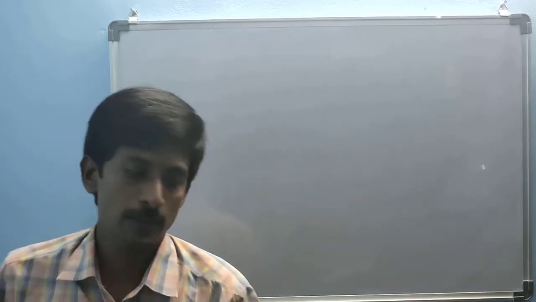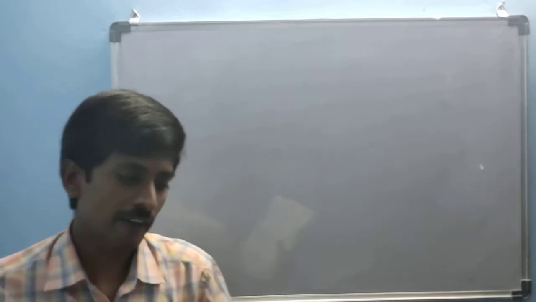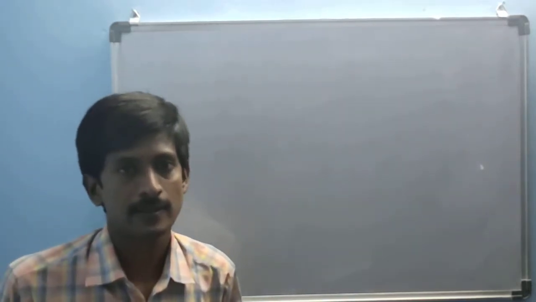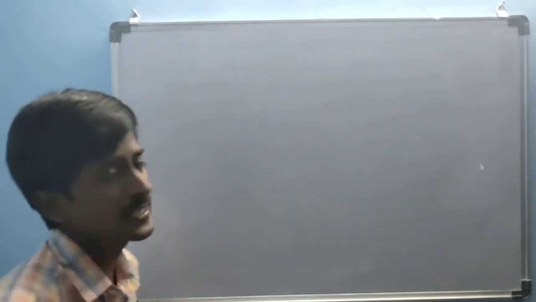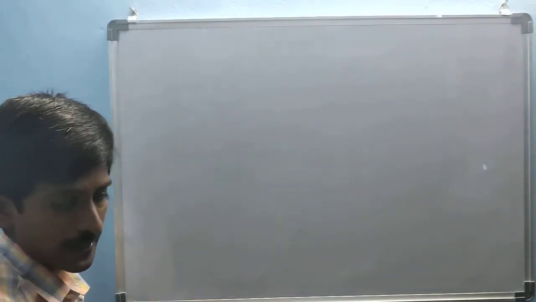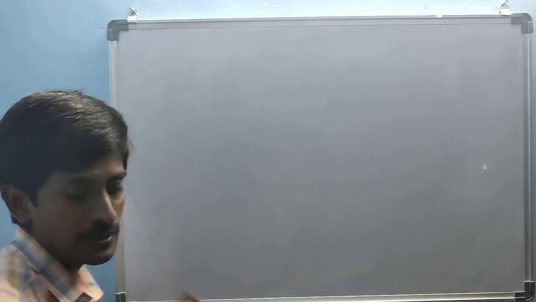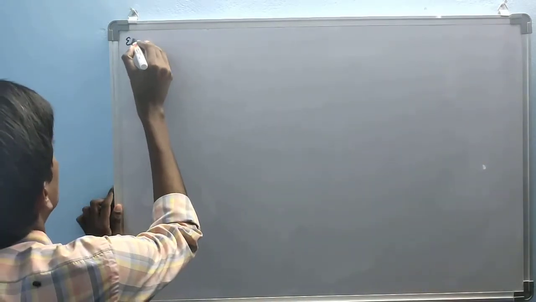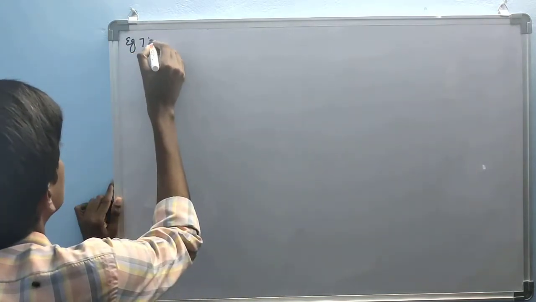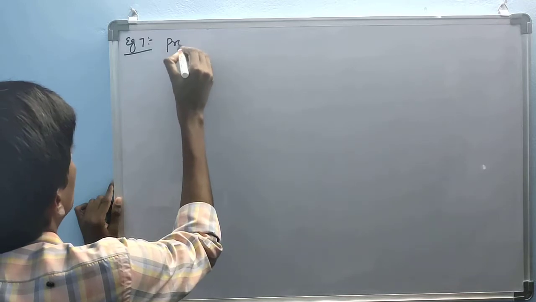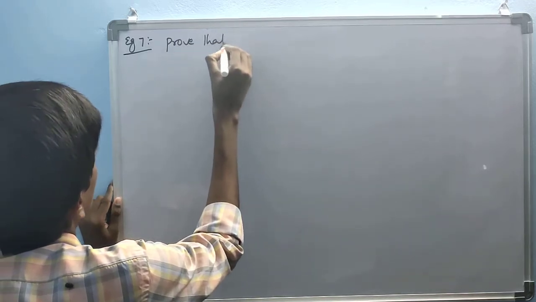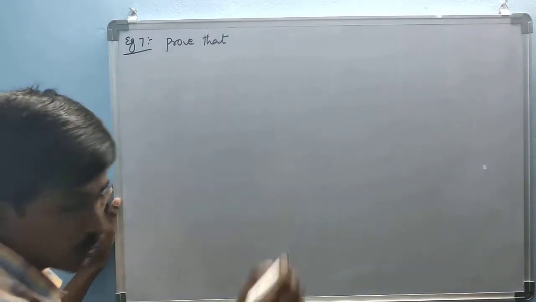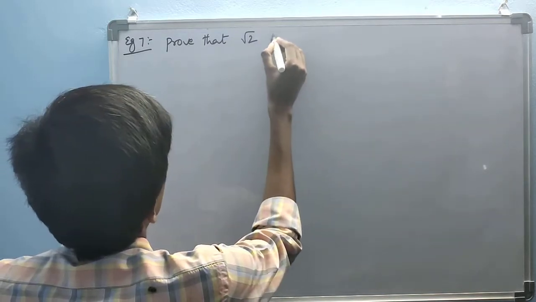Today I am going to explain proofs of some irrational numbers. Yesterday I already completed exercise 1.2. Today I am going to explain some irrational numbers proofs. Example 7. Prove that root 2 is an irrational number.